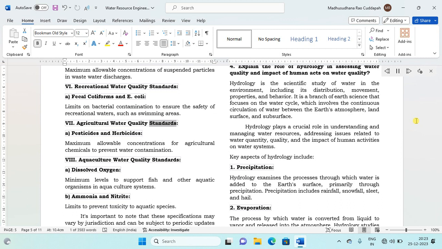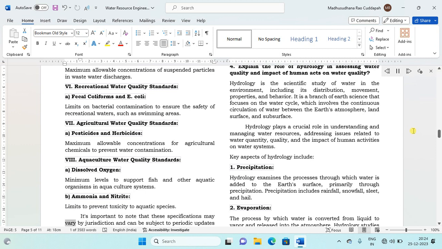7. Agricultural water quality standards. A. Pesticides and herbicides: maximum allowable concentrations for agricultural chemicals to prevent water contamination. 8. Aquaculture water quality standards. A. Dissolved oxygen: minimum levels to support fish and other aquatic organisms in aquaculture systems. B. Ammonia and nitrite: limits to prevent toxicity to aquatic species.